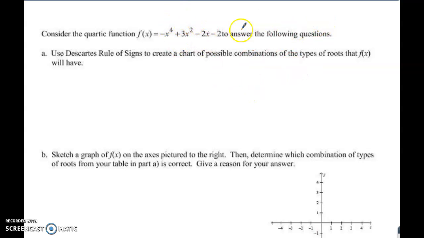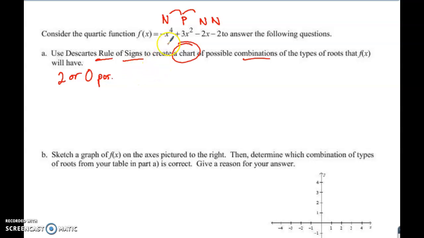All right, so here's another problem. They're reminding you about the Descartes rule of signs to find the possible combination. So that's creating a chart. So again, we have a negative to a positive to a negative to a negative. That is 1, 2 sign changes. So there's 2 or 0 possible positive roots.